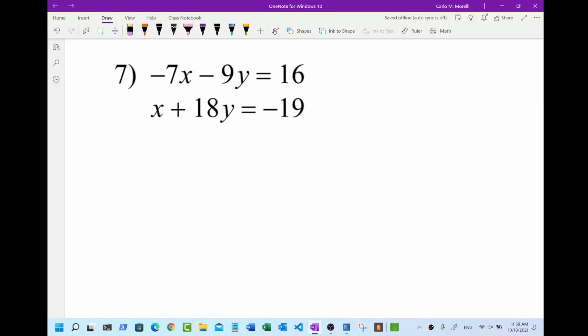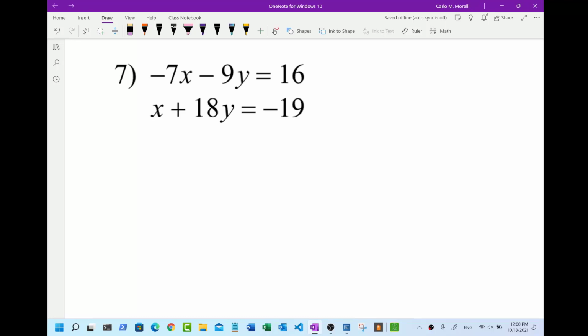All right, here we are on number 7. Now, they're asking us to solve using elimination. So this is way easier than substitution. We just have to multiply the top or bottom by some number that will make it possible for us to delete one of the letters. So you've got two options. You can either multiply the bottom number by 7, thus eliminating the x variable, or you can multiply the top number by 2, thus eliminating the y variable.